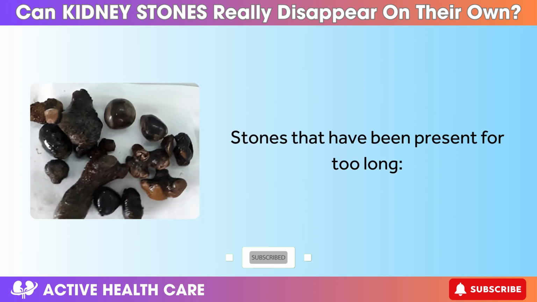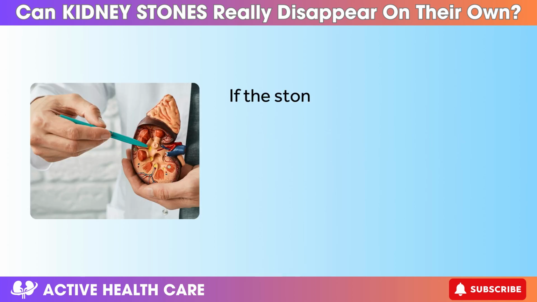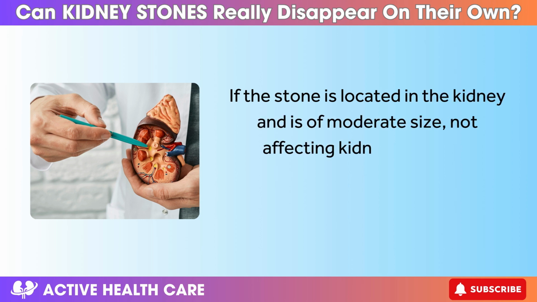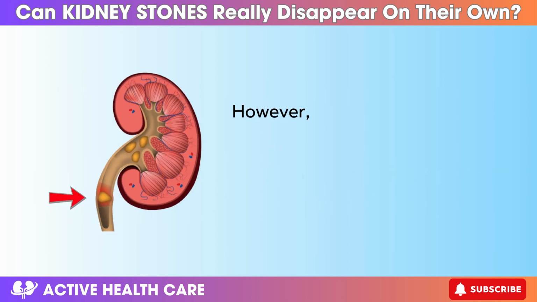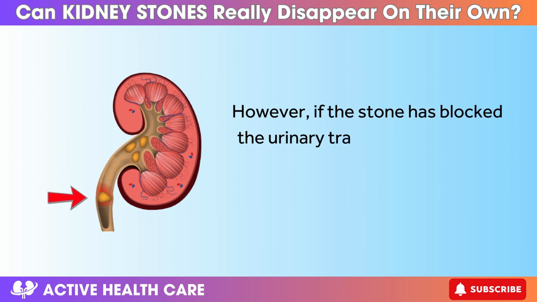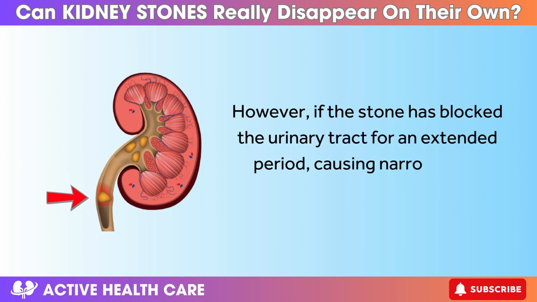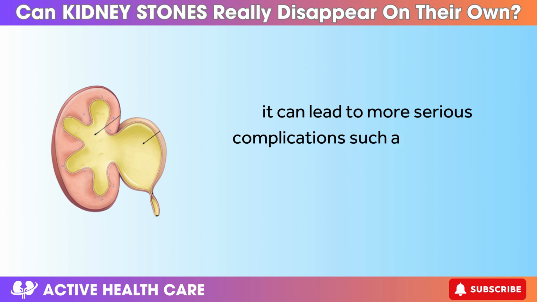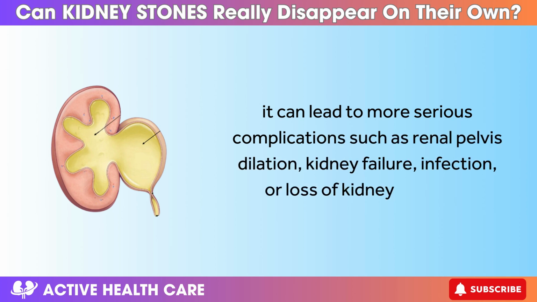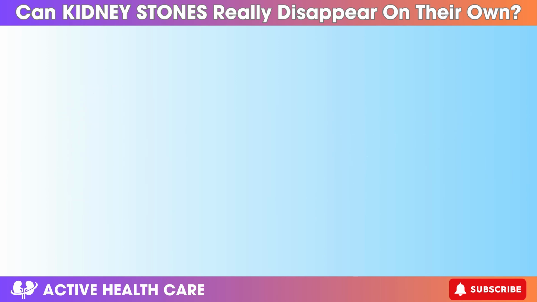Stones that have been present for too long. If the stone is located in the kidney and is of moderate size, not affecting kidney or urinary function, immediate intervention may not be necessary. However, if the stone has blocked the urinary tract for an extended period, causing narrowing or hydronephrosis, it can lead to more serious complications such as renal pelvis dilation, kidney failure, infection, or loss of kidney function.